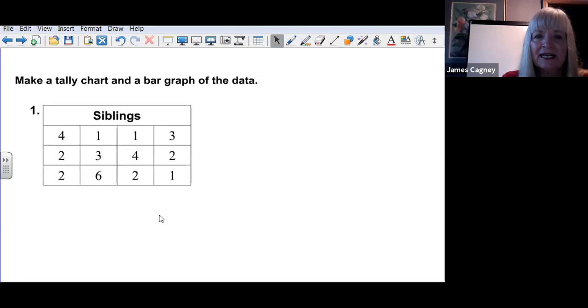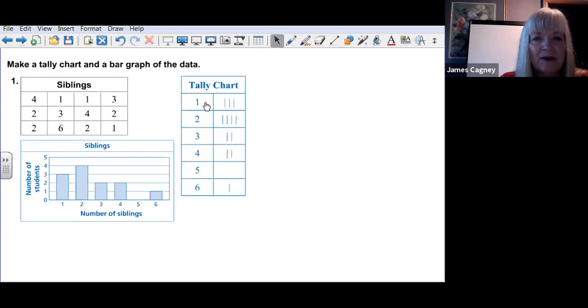This data like this, just the rough data, is not very helpful to me. So I'm going to organize it first into a tally chart and then into a bar graph. Tally charts simply tell me, here's the number of siblings, 1, 2, 3, 4, 5, 6. Over here, this tells me how many had that number. So here, 3 people had 1 sibling, 4 people had 2, 2 people had 3. And then if you notice, this is the bar chart that's associated.